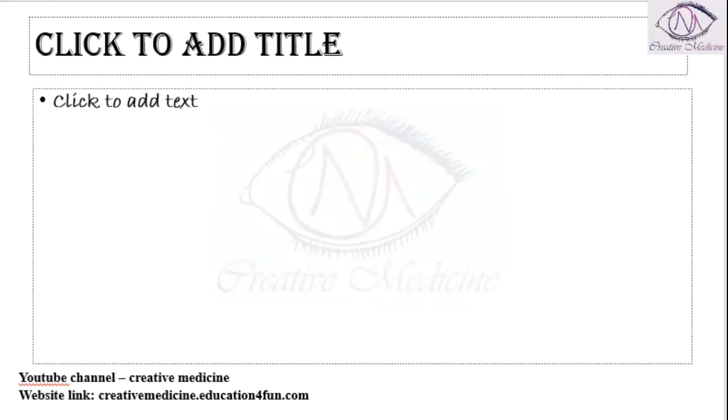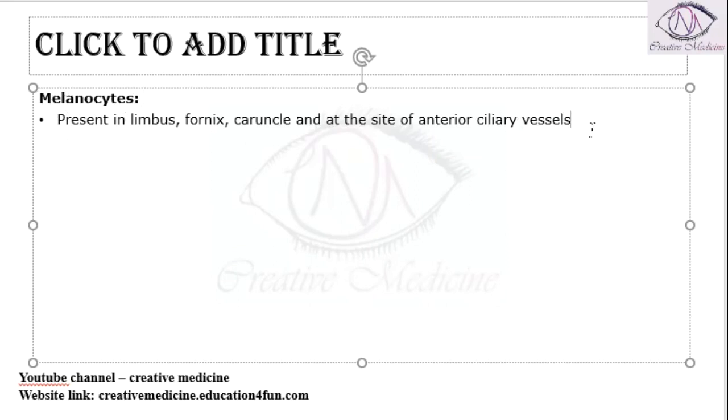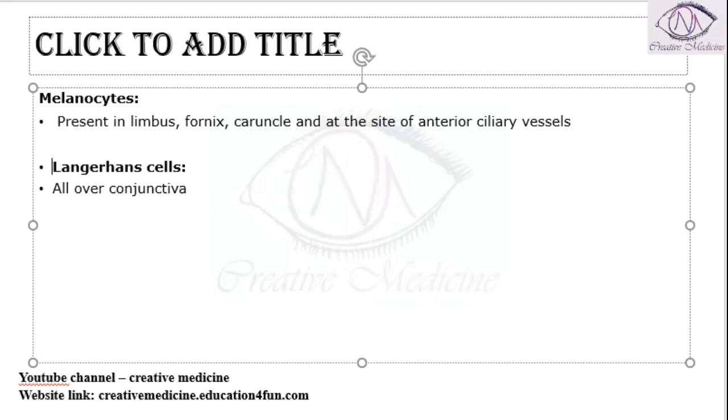Then we have melanocytes. Melanocytes are also present in the eye. They are mainly present at the limbus, fornix, caruncle, and in the anterior ciliary vessel site. In all these sites, we see melanocytes. Melanocytes are present in limbus, fornix, caruncle, and at anterior ciliary vessels. There are also Langerhans cells. Langerhans cells are present all over the conjunctiva.